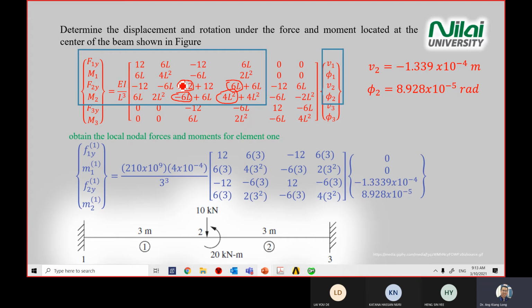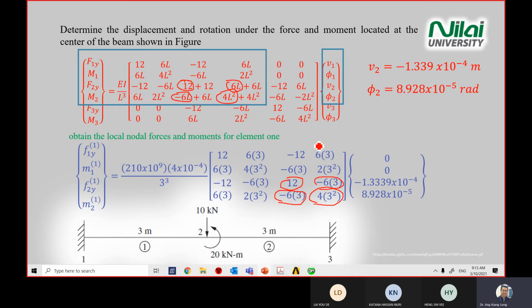Because element 1, you only have 12, 6L, 6L, 4L square here. So that's why when you calculate this one, there is no another plus 2L. Just be careful. All these are the mistake area that student will make mistakes. Be careful when you transfer data from the previous steps.